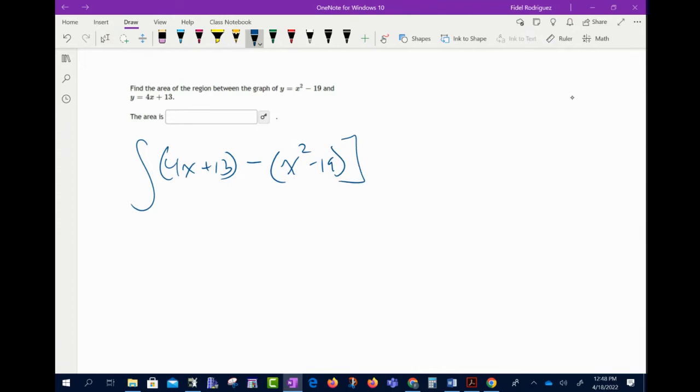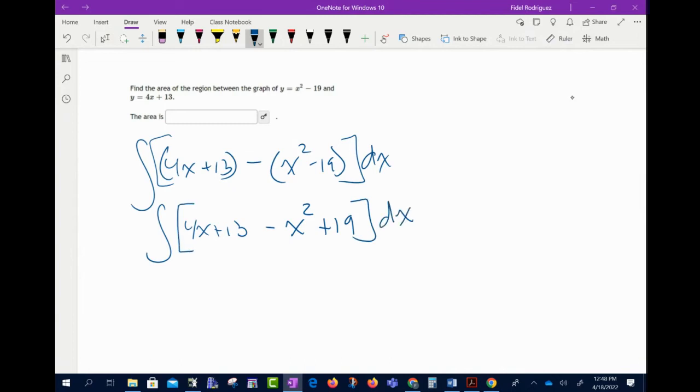Okay, so first thing we're going to do, we're going to integrate 4x plus 13 minus x squared minus 19 dx. So that's a 4x plus 13. That's a negative x squared. That becomes a positive 19 dx. Let's see. So we have a negative x squared. We have a positive 4x. And then 13 plus 19 should be something like 32, when we combine those numbers together? Yes.